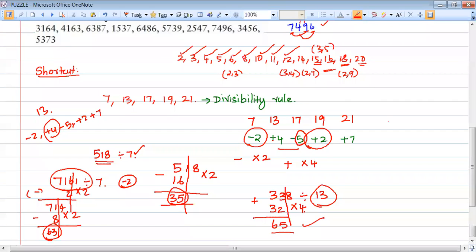Then the entire number will divisible by 7. Do you all understand clearly? Same thing. Into 2, then addition we have to follow for 19. Into 7, addition we have to follow for 21. That's all. So this is the divisibility rule for 7, 13, 17, 19 and 21. So we will see more questions based on this next week.